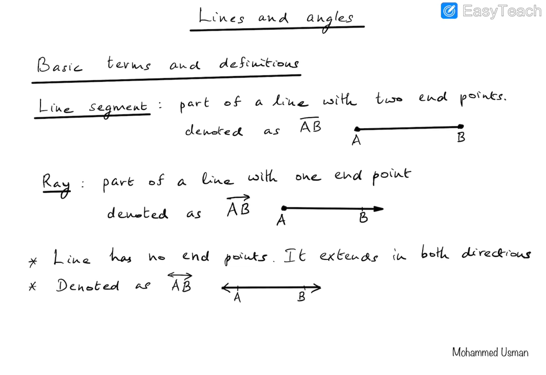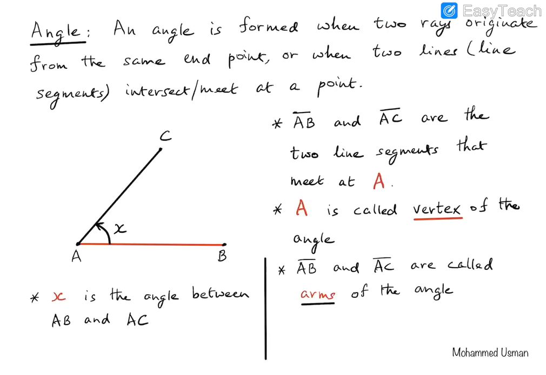Now that we have some understanding of what lines are, let us look at angles and when an angle is formed. An angle is formed when we have two line segments or two rays originating at the same point, or when two lines intersect or meet at one particular point. In this case, we have a line segment AB and another line segment AC. They meet at a common point, which is the point A.